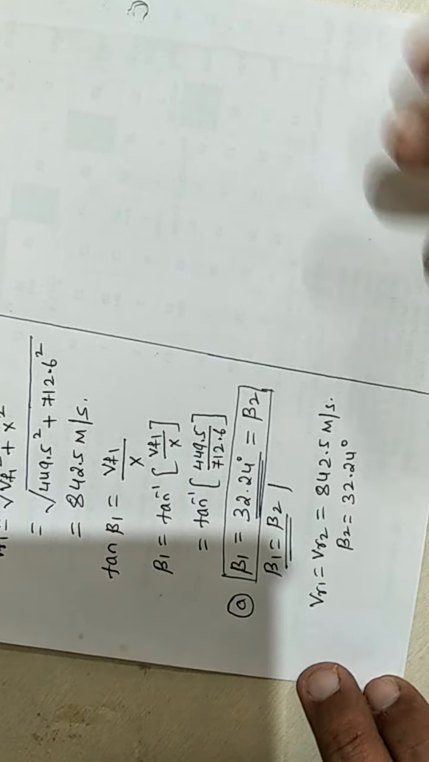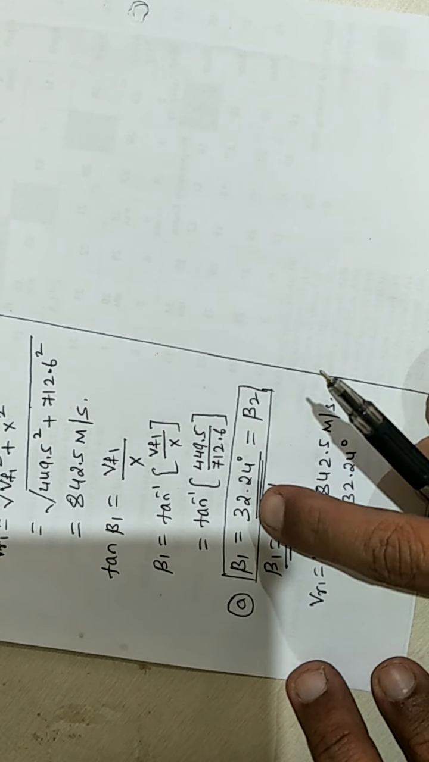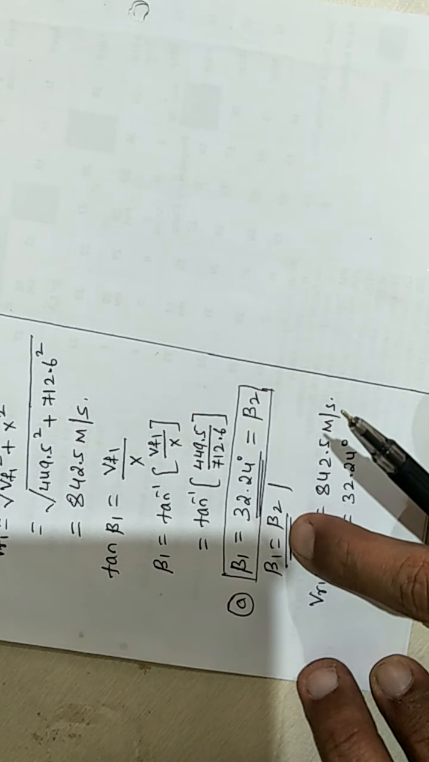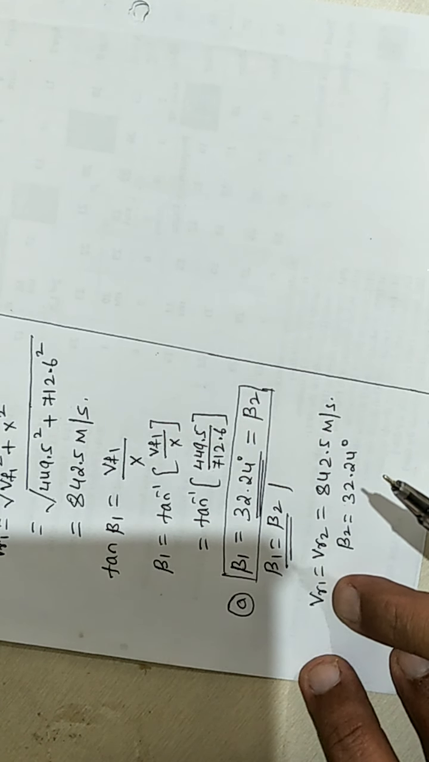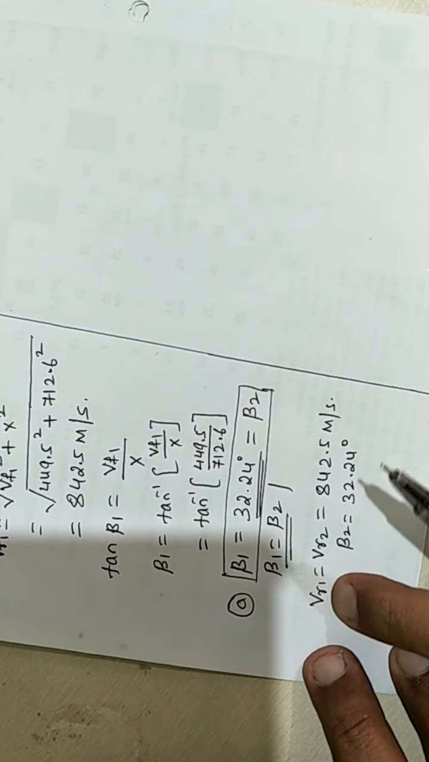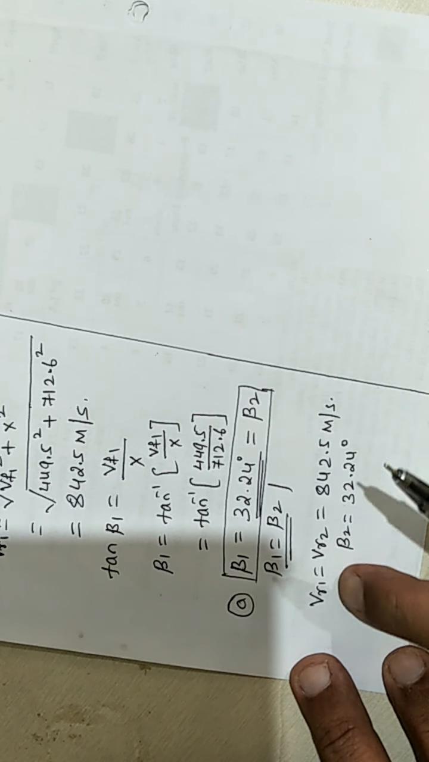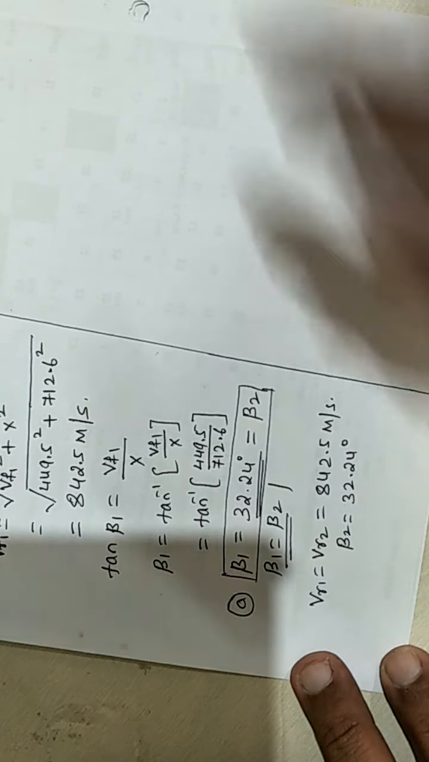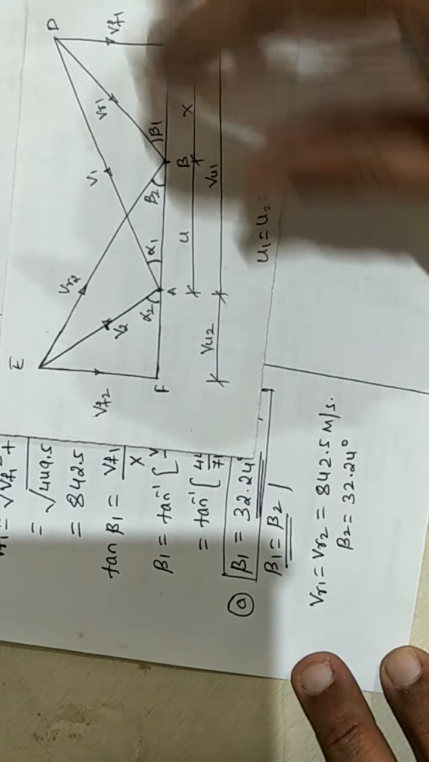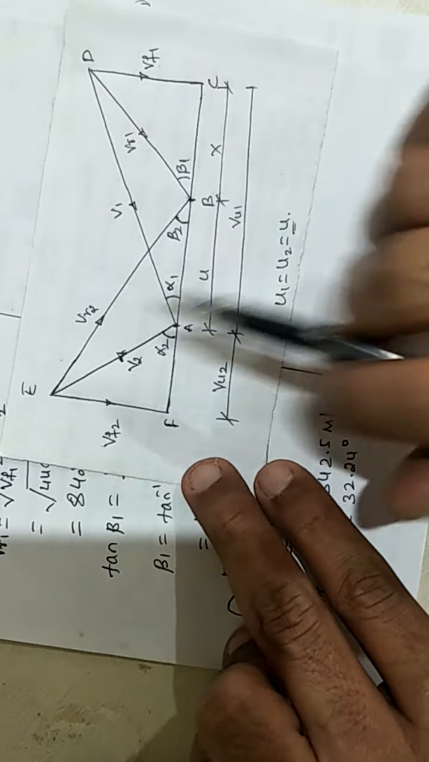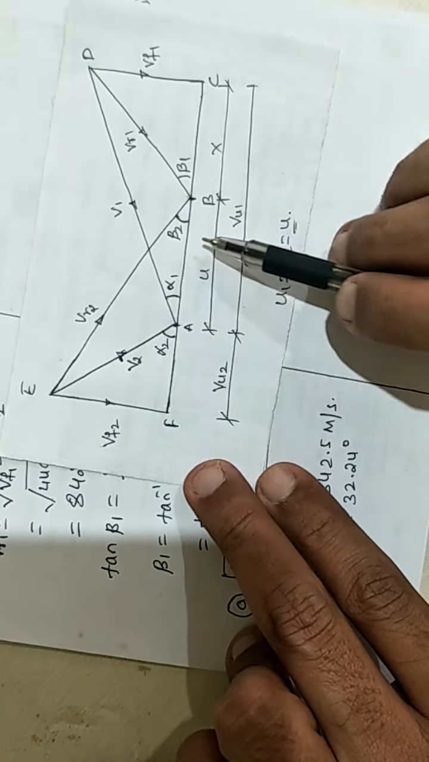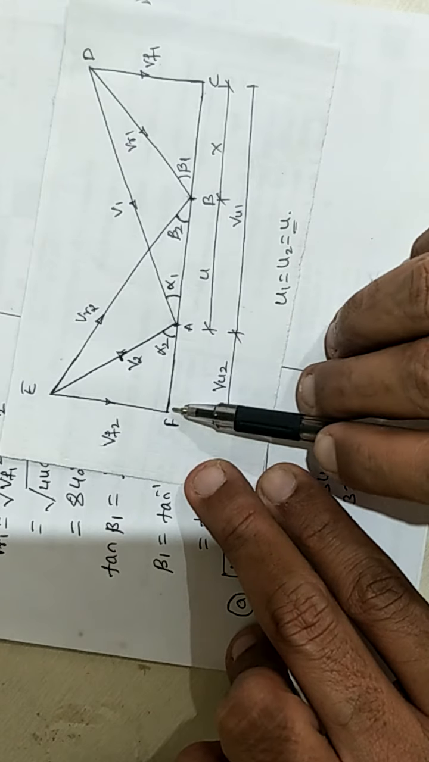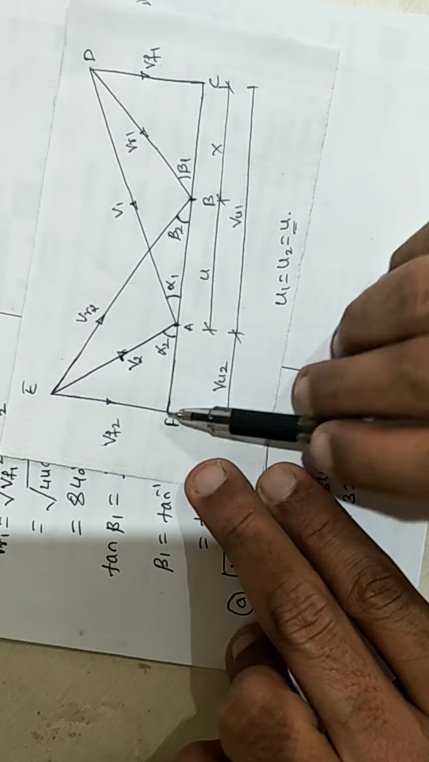We have calculated the beta 1 value, 32.24 degrees, and it is equal to beta 2. We have calculated VR1, and since VR1 is equal to VR2, as already given in the problem statement, with these two values I am going to calculate. From this velocity triangle I know VR2 and beta 2, so I can calculate VF2 as well as FB.